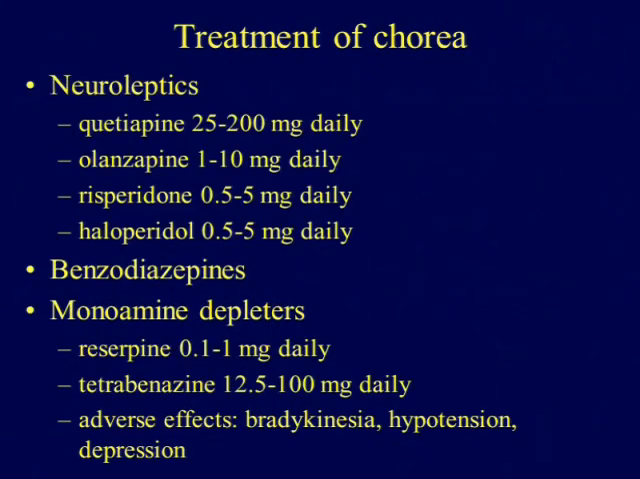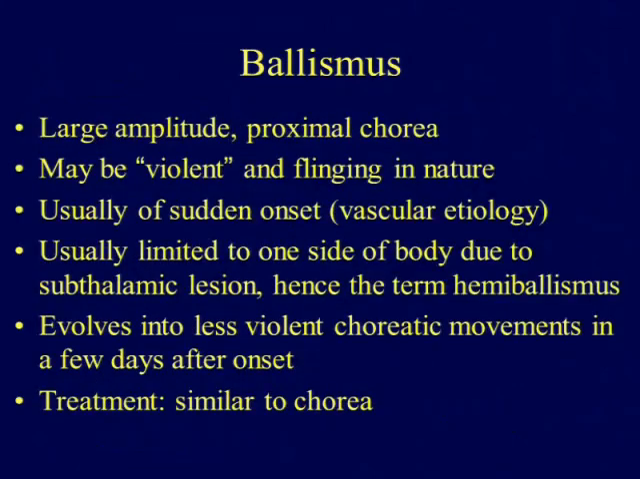Benzodiazepines are used. We use monoamine depleters. Remember that these drugs like tetrabenazine, which has been FDA approved for Huntington's chorea, deplete not only dopamine but also norepinephrine and serotonin. That's why they cause bradykinesia, hypotension, and depression. So you have to monitor them. They deplete more than just one monoamine.